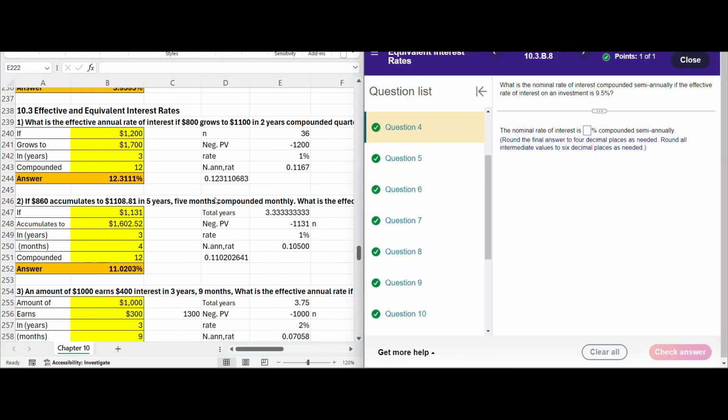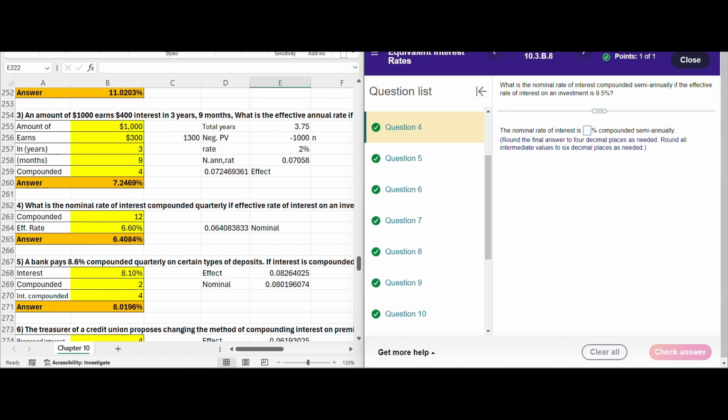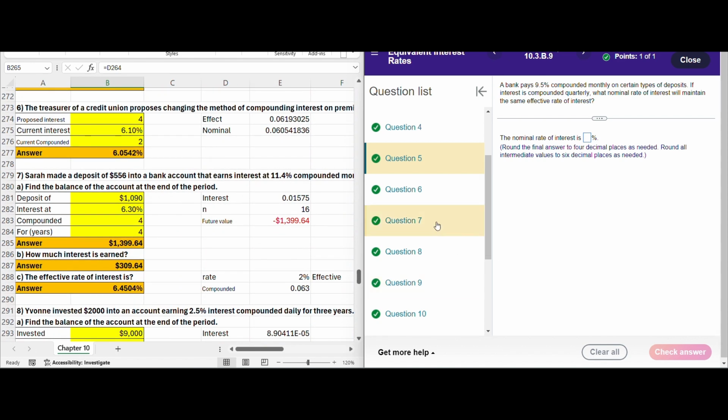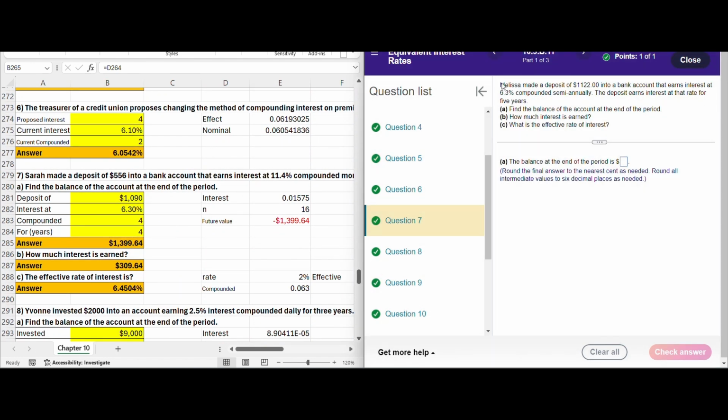Okay, let's pick question number 4. So I have to enter just two values, semi-annually and 9.5. So I have here the nominal rate of interest. Pearson doesn't care about the procedure, just the answer. So it's better to use this Excel worksheet if you want.